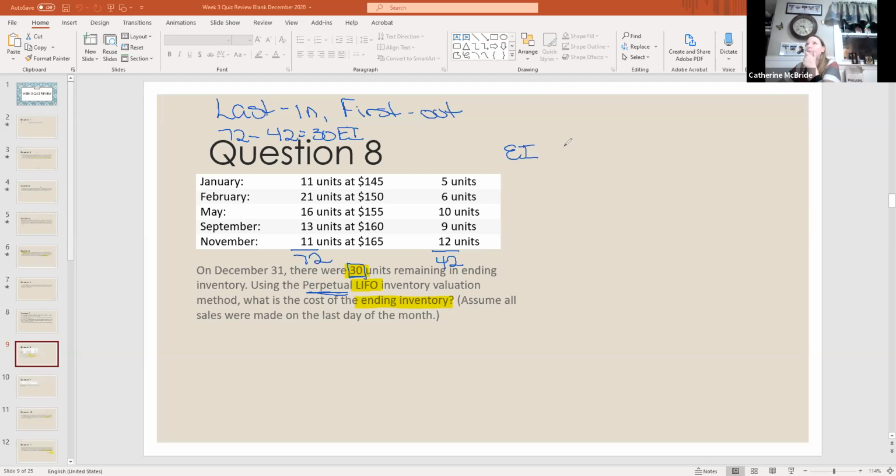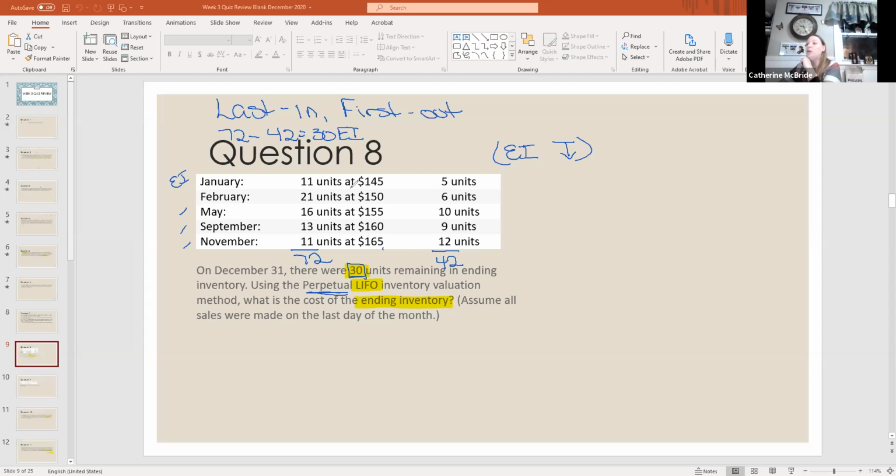Last in, first out. So we're going to start taking from the bottom. So is our ending inventory at the top or at the bottom? The bottom. Nope, we start taking from the bottom. Last in, first out. So we're going to go in this order. Up here, our ending inventory actually starts at the top and works its way down, which I'm just going to keep telling you guys.